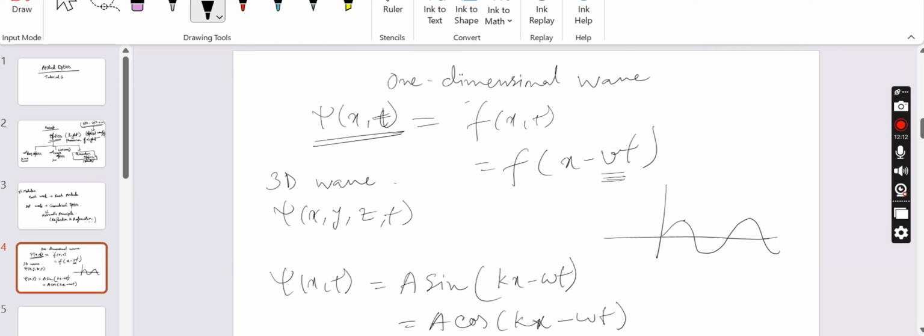And you need to understand that when you are saying sine(kx minus omega t), at x equal to 0, t equal to 0, this is called phase. So the phase becomes 0.